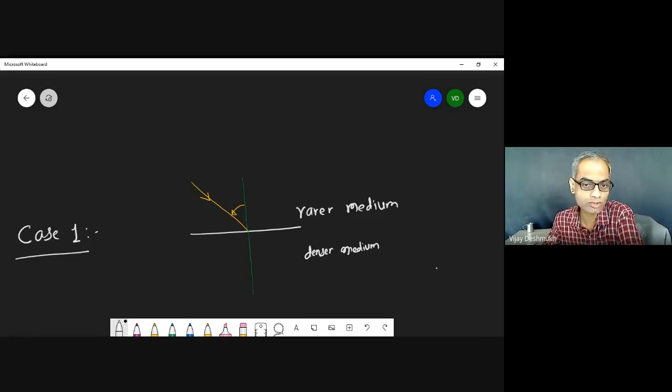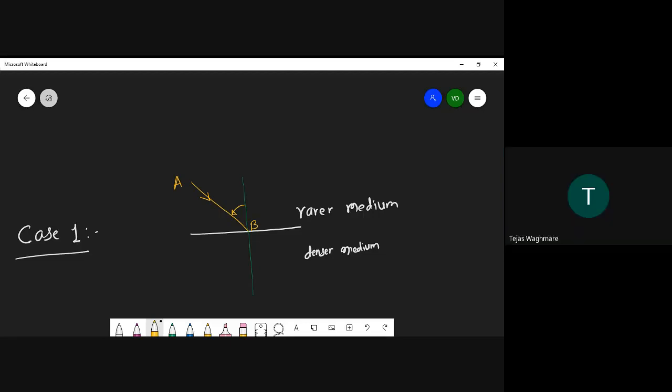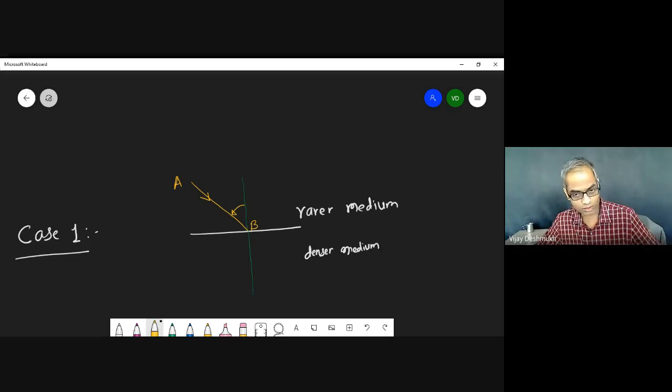Now, when the light travels from the rarer medium to the denser medium, say at A, and then it strikes at B, where will it go? Will it go towards the normal or away from the normal? Towards the normal, very correct.